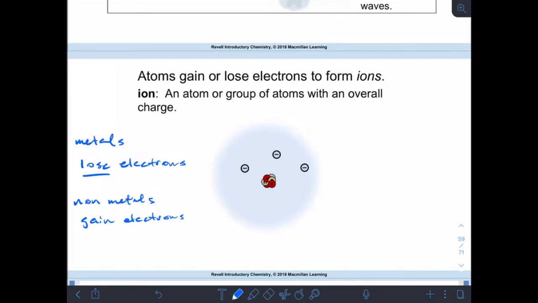Okay, so if you remember that protons are positive, that's the ones in the middle here. Electrons are negative. So when a metal starting out neutral loses some negative charge, that means you have more positive left over. So metals make positive ions. Okay. Non-metals, if they start out neutral and they gain some negative, they gain some electrons, non-metals make negative ions.